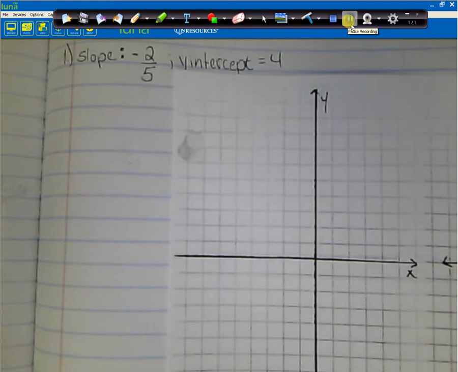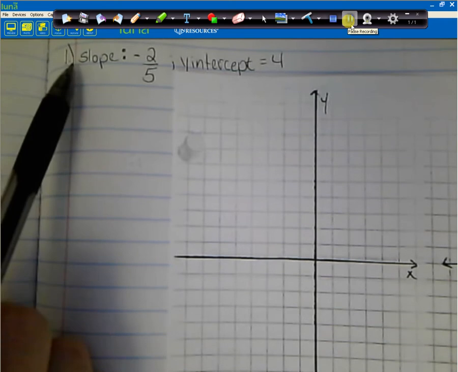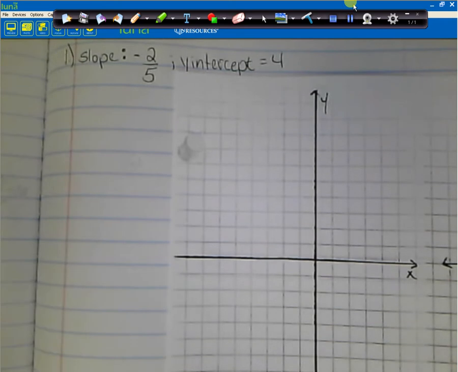Alright, this is number 1. Go ahead and write this number 1 part and this part on your notebook paper, and then just have your graph paper handy. On number 1, we have a slope of -2/5 and a y-intercept of 4. So they're not giving us the y equals mx plus b yet. They're just giving us a slope and a y-intercept, and we're going to graph that. So here the y-intercept is our begin and the slope is our move.